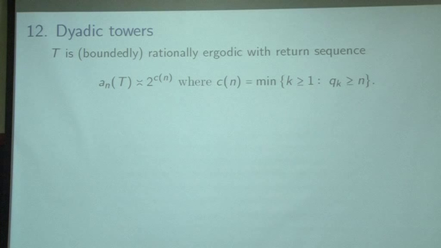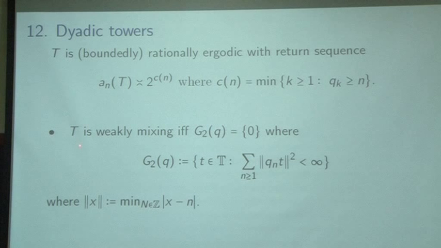So if I had Qn to be something like 4 to the n, then I would get An to be something like root n, for example. Okay, so T is weakly mixing if this G2 group, the associated G2 group, is 0. And G2 is going to be the collection of guys on the circle where the sum of the norm of QnT squared is finite. Norm of x is the minimum distance to an integer.